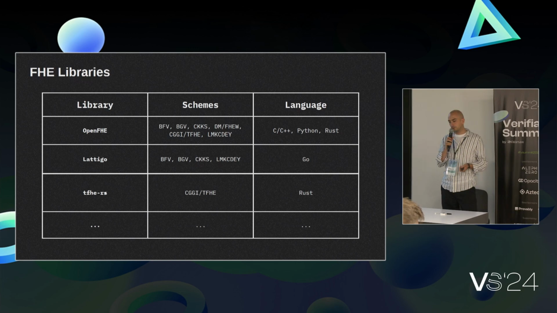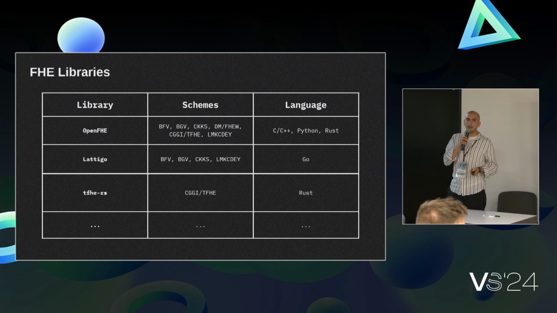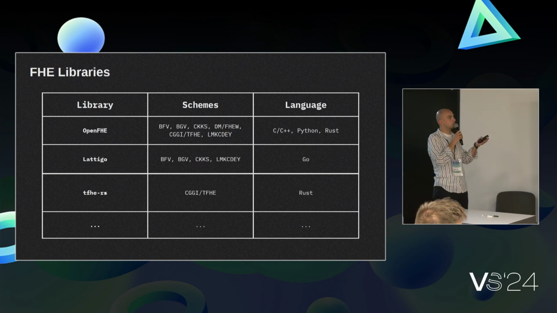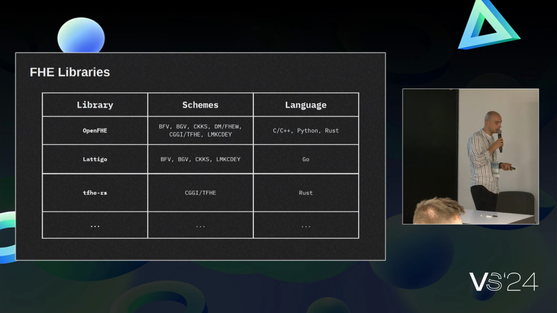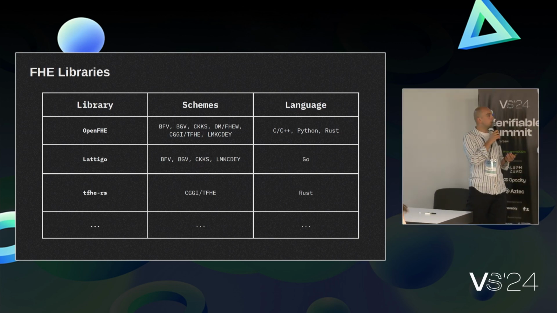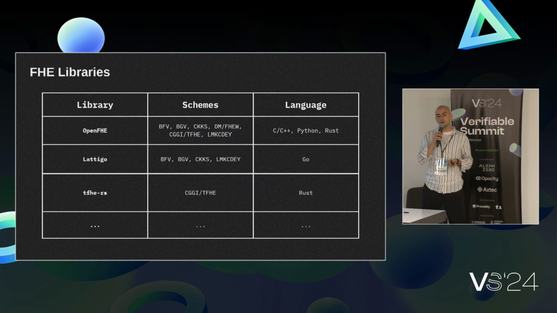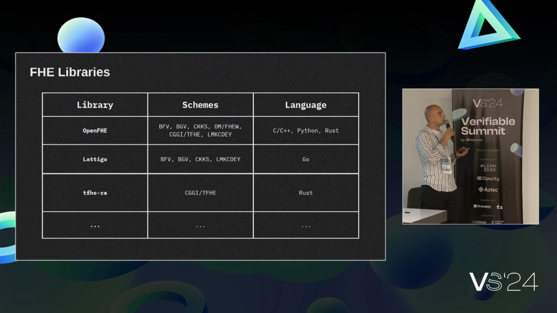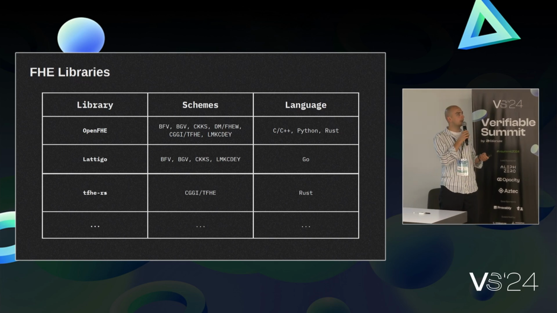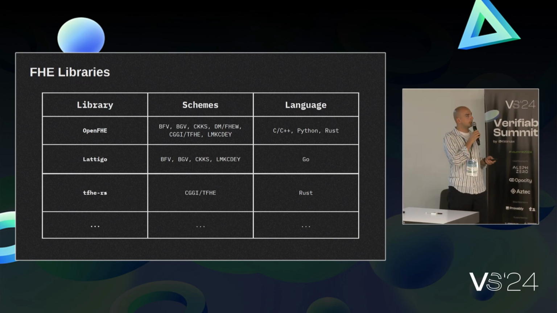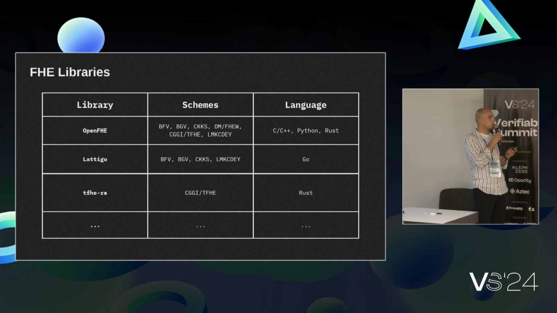The same goes for FHE libraries. There are different libraries here, for sure not the full list, but the most popular ones: OpenFHE, Lattigo, and TFHE-RS. They differ in the languages for developers, the schemes supported by the library, and the license. It also depends on what you want to build and how you would like to utilize it. It's an open question which library you have to choose.